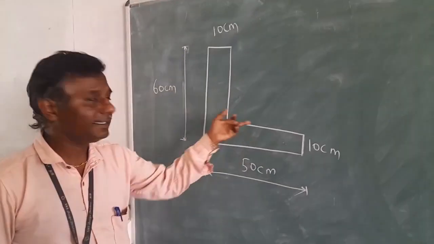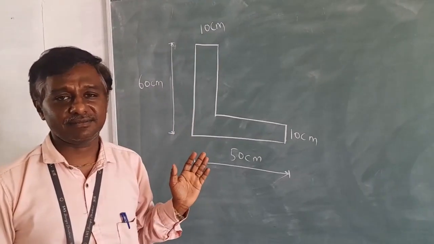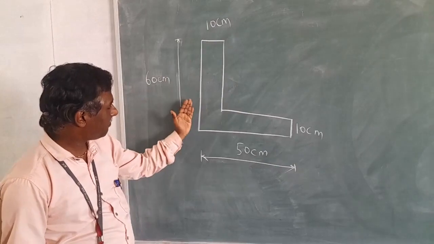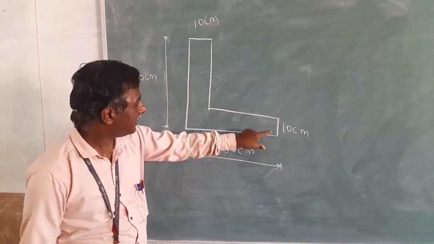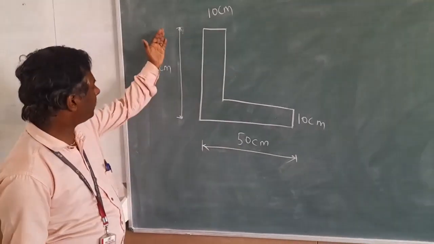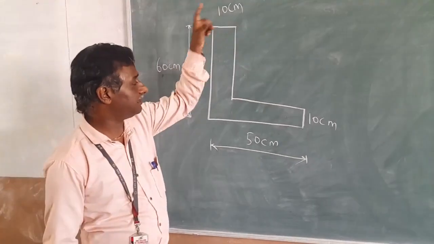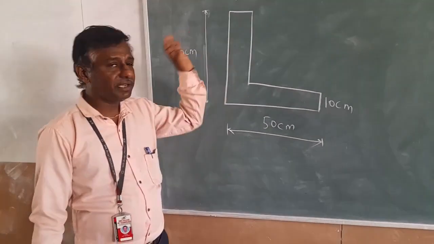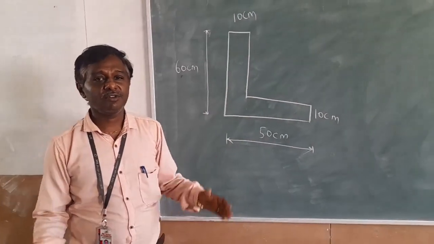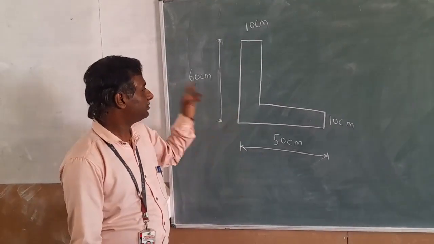So it is an L section. From an engineering point of view, it is generally called an angle section. In an angle section we have one web, a flange, and a thickness. The flange is 50 centimeter, the web is 60 centimeter, and the thickness is 10 centimeter. My question is, where should the centroid be, at what distance, and how to measure it? This is what we are going to do in today's class.